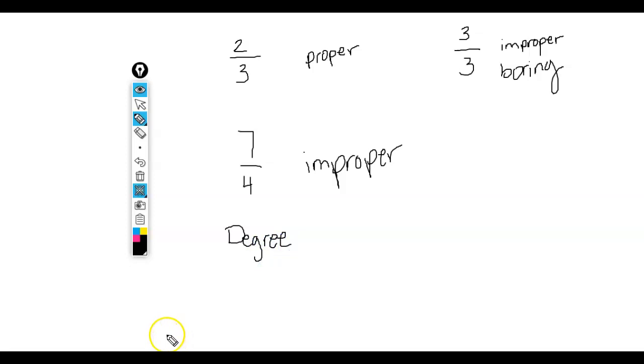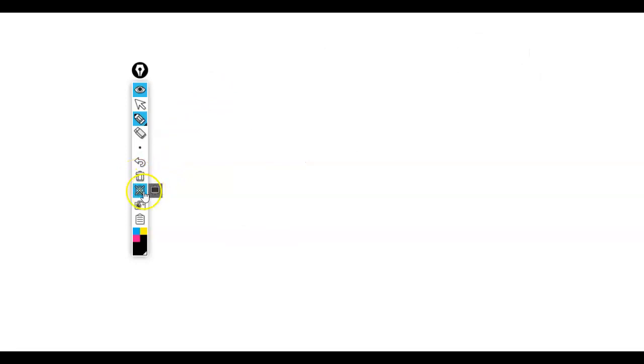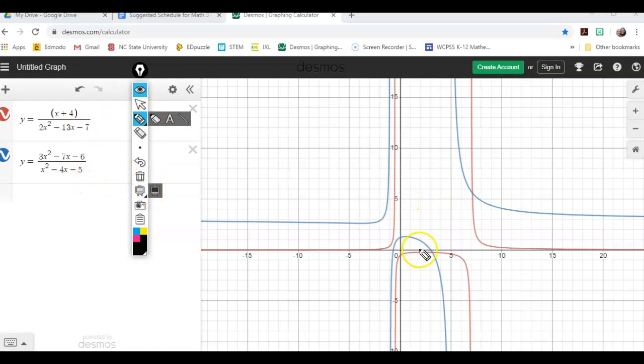So every polynomial has a degree. If you remember from the polynomial unit, the highest exponent in the polynomial is its degree, and that determines the degree of that polynomial. So when we look at a rational expression, we want to look at the degree of that expression.